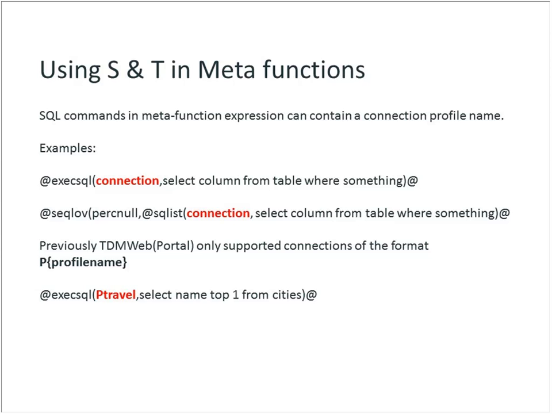So if, for example, you have 50 exec SQL statements in your generator, you don't want to go and have to edit all of them to change the source that you're going to take data from. Just by changing one setting, they all change at once. So here's an example. In exec SQL, you give it a connection. Normally you would give it something like p travel, and that means get the connection profile from travel and do a select from there. But with the new feature, you could just say S, the letter S, and it will be whatever the current source is set to.